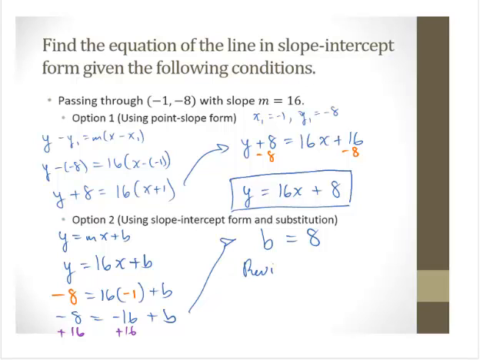So now I revise the model. Y equals 16x plus 8. I get the same thing either way. Personally, I prefer the first option, and that's the option I'm going to be using whenever I need to write a linear equation using this kind of information.